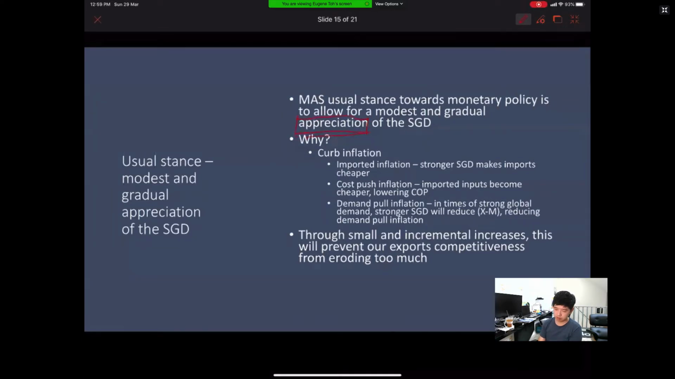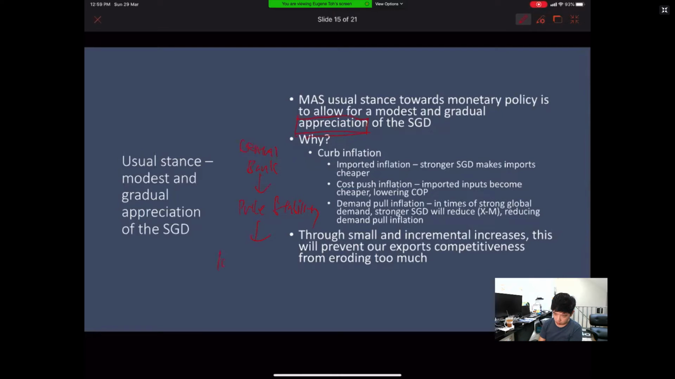Now, first, bear in mind that the number one objective of any central bank in the world usually has to do with this thing called price stability. And if you were to link price stability to your four macroeconomic goals, price stability is short form for a low and stable rate of inflation.